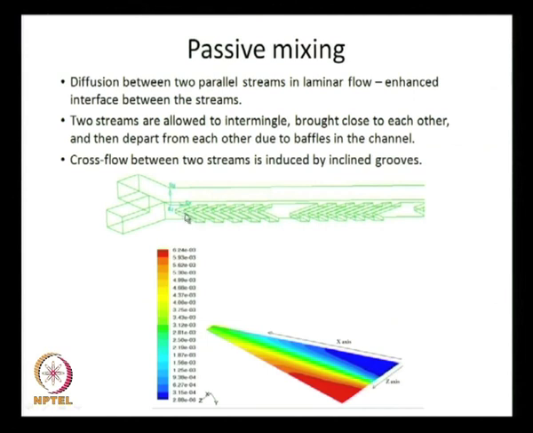So, these grooves are encouraging cross flow. One groove is encouraging a flow in this direction, and the other groove is encouraging flow in this direction, right. So, this flow will go and hit the wall and then again come back, and so there is a swirling taking place in this direction as well as in this direction.